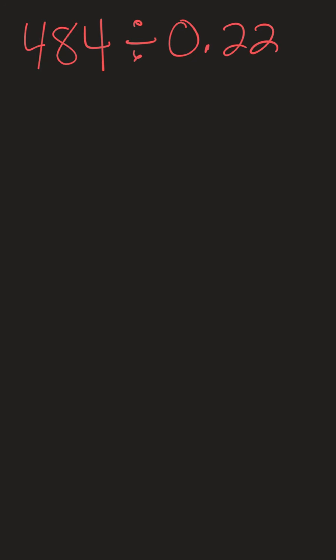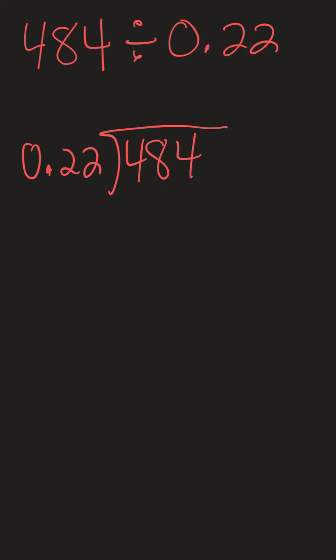One last example. We have 484 divided by 22 hundredths. So here we are dealing with a 2-digit divisor. I'm going to put 484 on the inside, 0 and 22 hundredths on the outside. I'm going to move that decimal place over twice. So I'm going to move this decimal place over twice.